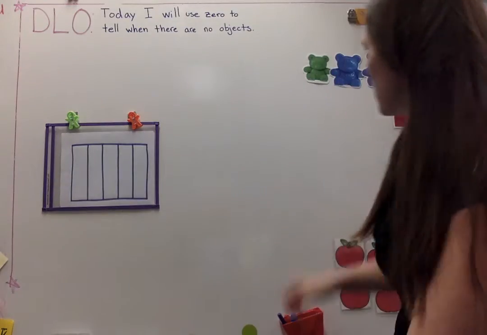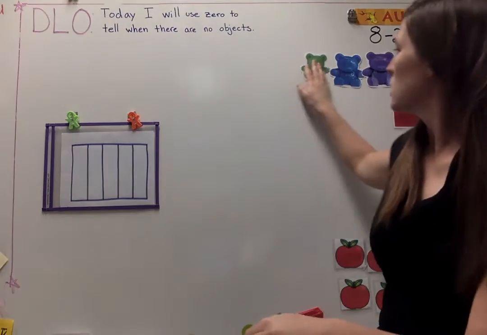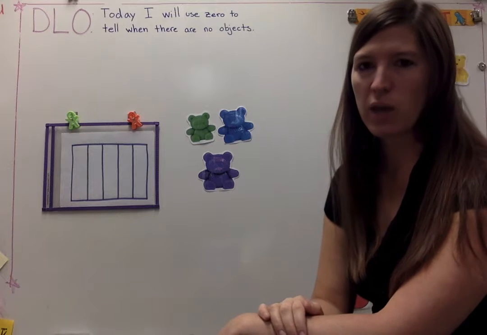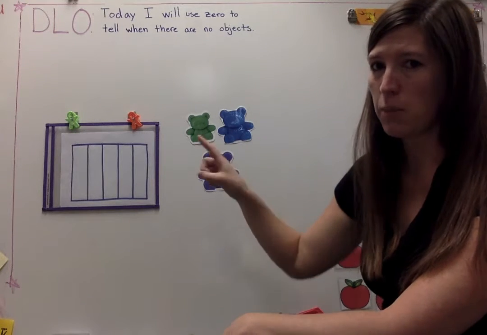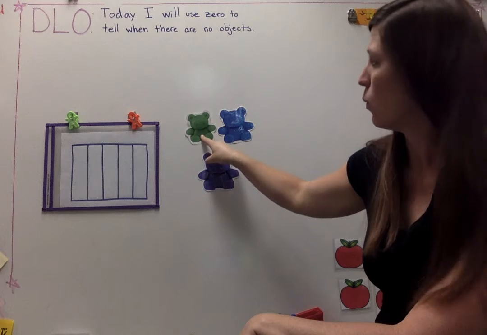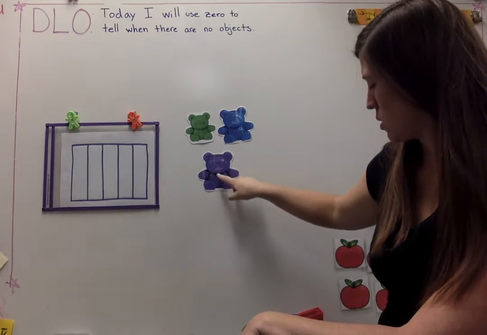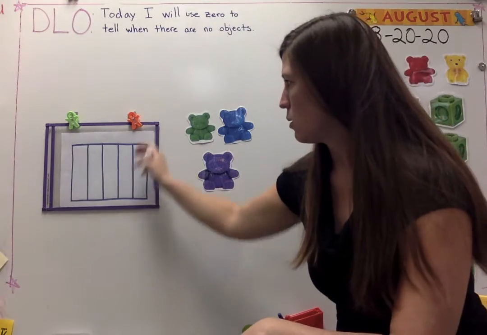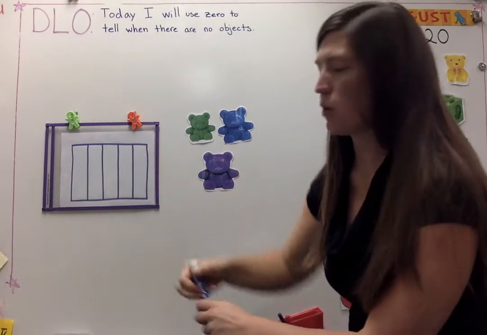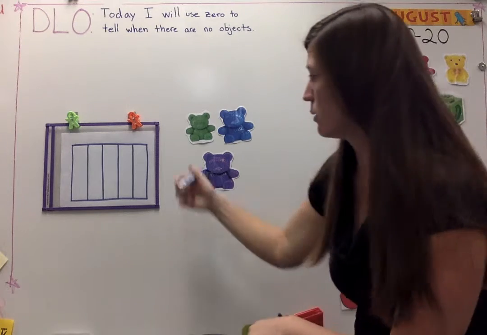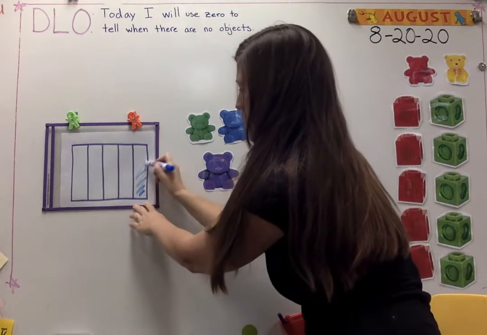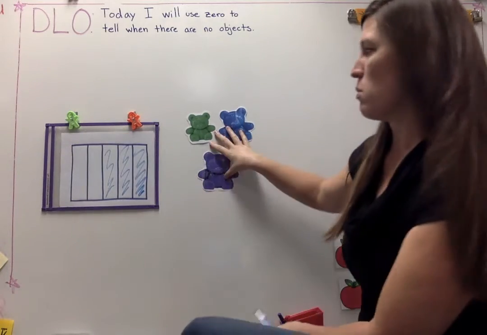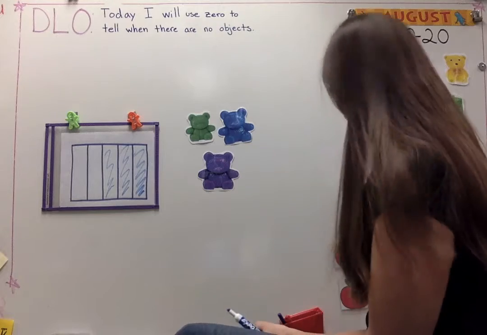Let's do some practice. I'm going to use my bears first. How many bears do we have? Use your best pointer finger and point. Let's count. 1, 2, 3. If I have 3 bears, how many boxes will I color in on my graph? 3. Count with me. 1, 2, 3. 3 bears, 3 bars.